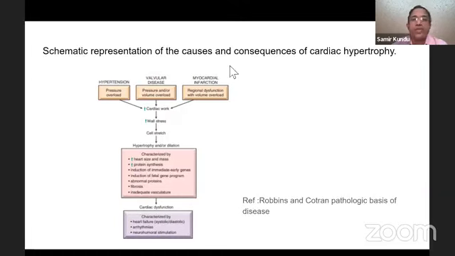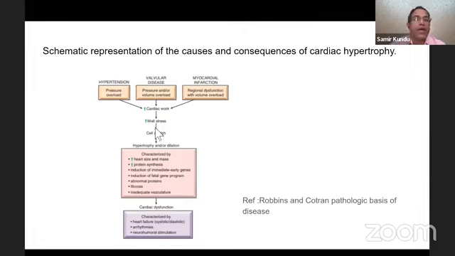This is a schematic presentation of the causes and consequences of cardiac hypertrophy. Cardiac hypertrophy occurs with increased mechanical work of either ventricle. It may be pressure overload, volume overload, or trophic signals due to activation of beta adrenergic receptors. In case of pressure overload, new sarcomeres assemble in parallel to the long axis of the muscle cells. As a result, the cross-sectional area of the muscle increases and hypertrophy occurs. But in case of volume overload, the increased sarcomeres are arranged in series within the existing sarcomeres. As a consequence, stress and dilatation occur.